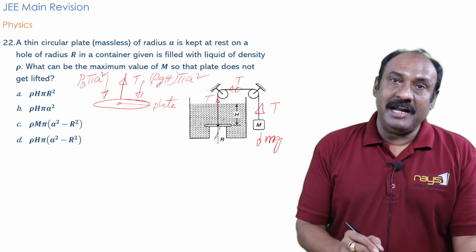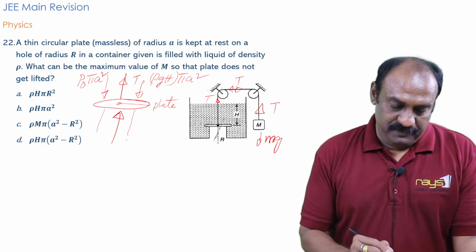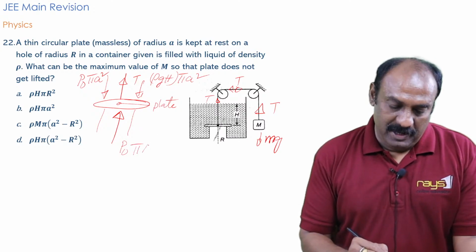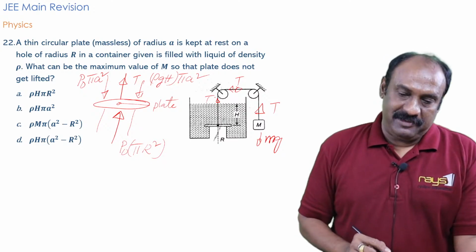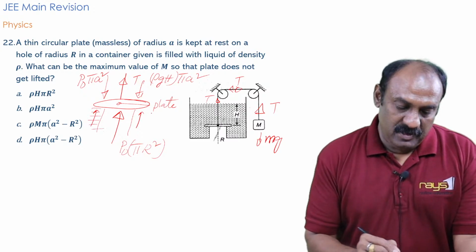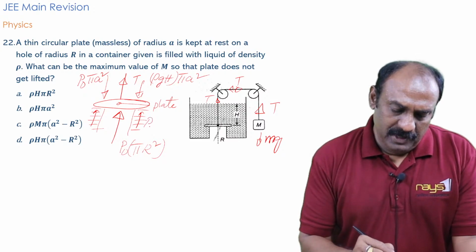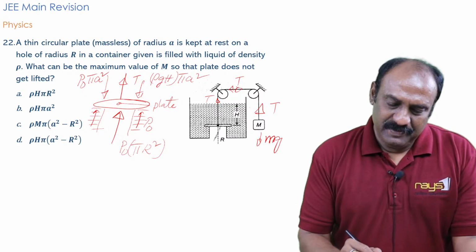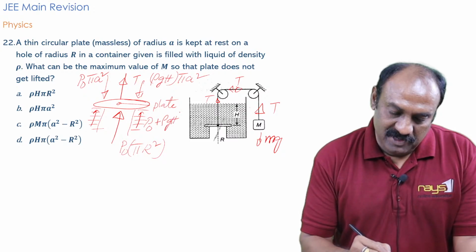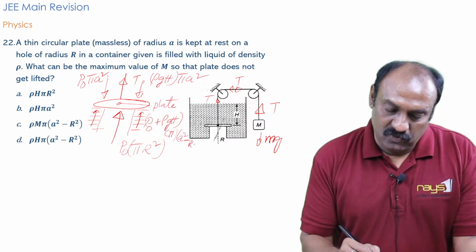Now on the plate in the upward direction, the force due to atmospheric pressure is P0 into this area. This radius is R, so P naught into pi r square is the force in the upward direction. At the same time, the upward force by this liquid on the plate is P naught plus rho g h, into the area of cross section, which is pi into a square minus r square.